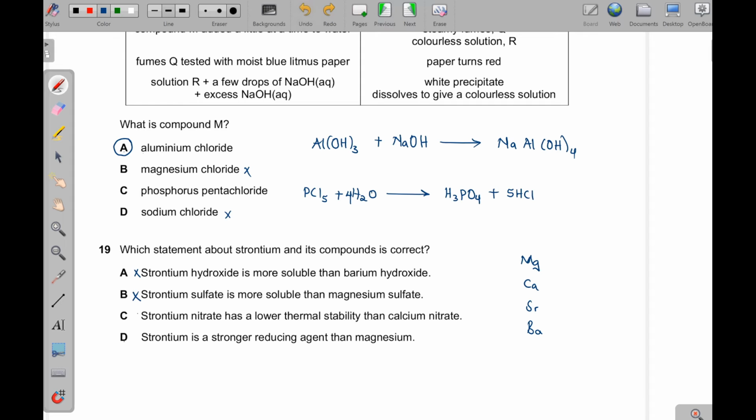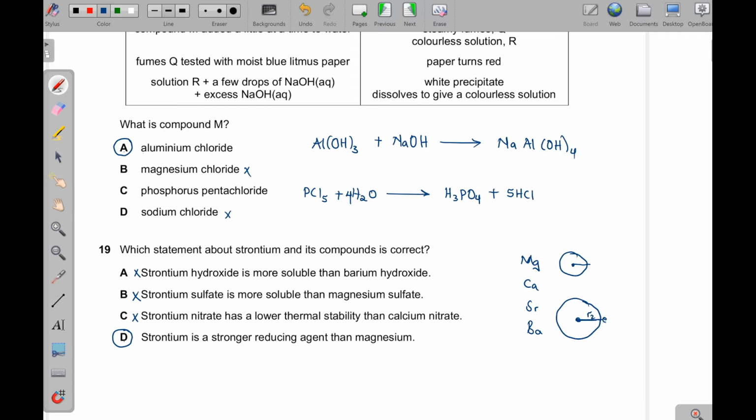Okay, so that means even this one is off. So our answer has to be D, where they are saying strontium is a stronger reducing agent than magnesium. Yes, when you look at all of these ones here, this one is going to have a smaller atomic radius, but strontium is going to have a bigger one. So the distance between the nucleus and the bonding electrons, the outermost shell electrons, is way bigger.